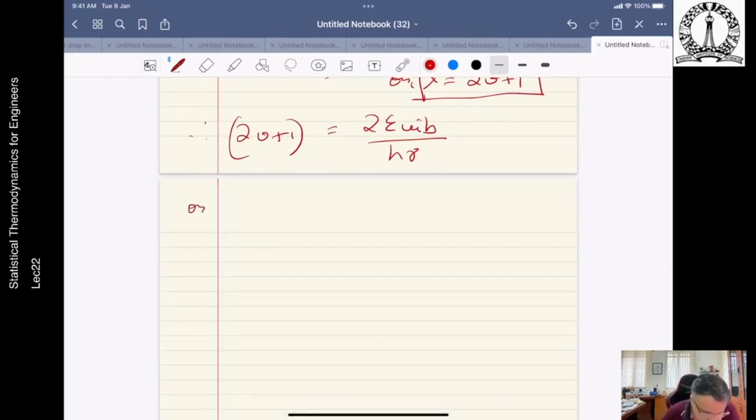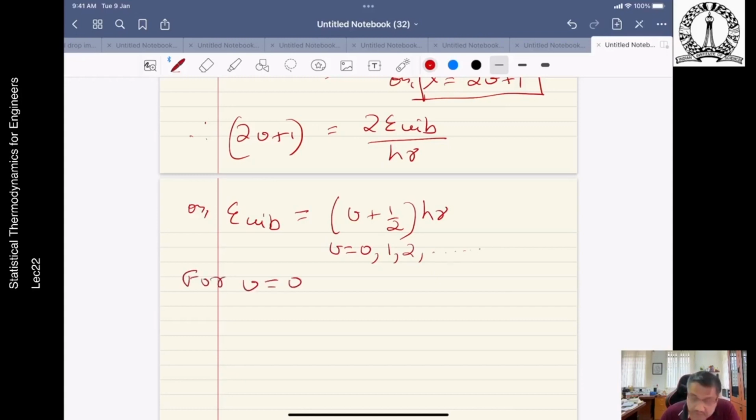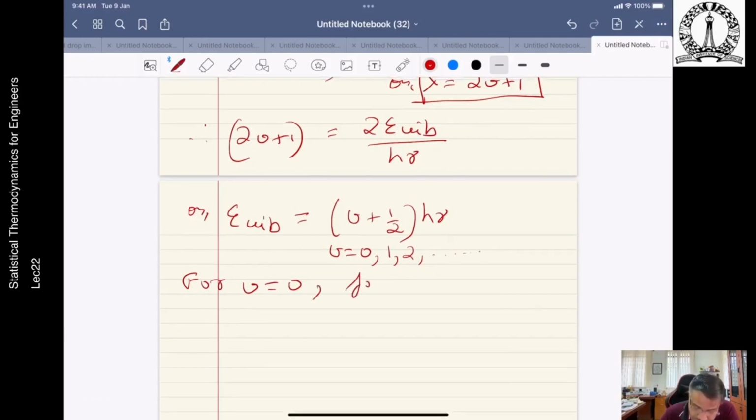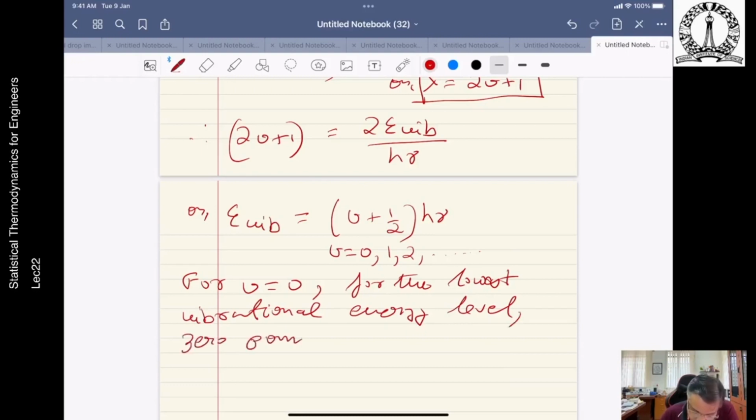Okay, E vibrational is equal to (v plus half) h nu, with v equal to 0, 1, 2, and so on. For v equal to 0, that is for the lowest vibrational energy level, the zero point energy is E vibrational equal to half h nu.